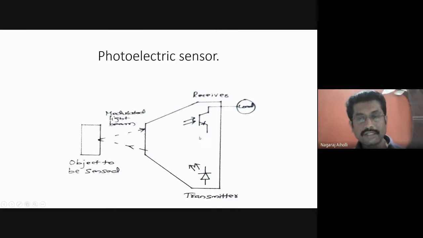The receiver portion is a phototransistor, which converts light energy into electrical energy, and the output may be used to drive the load connected at the end of the receiver. This is how the photoelectric sensor works. Photoelectric and photovoltaic are one and the same. Photoelectric means converting light energy into electrical energy. Photovoltaic is also converting light energy into an electrical or voltage signal.